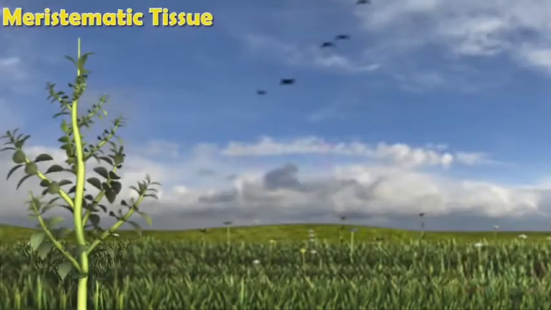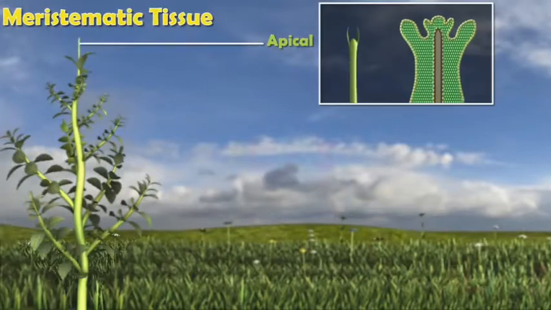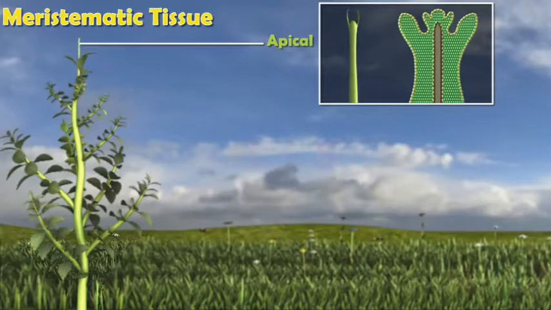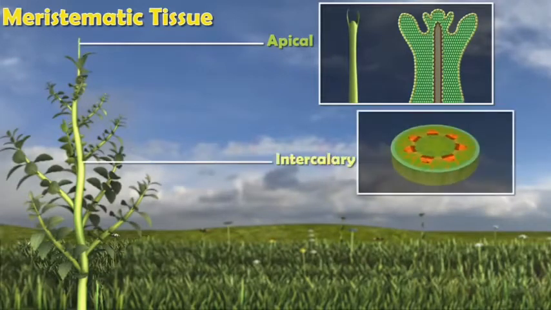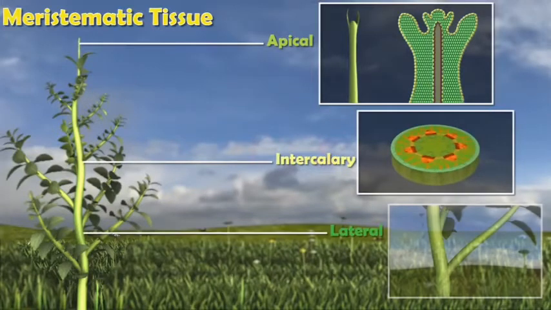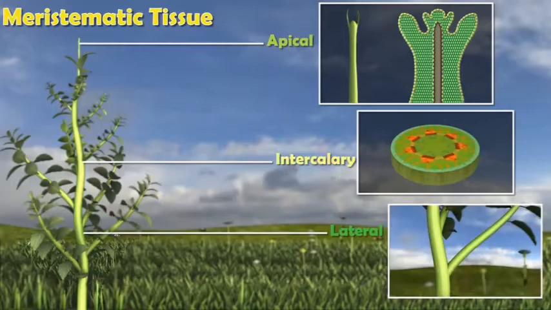According to their location, there are three types of meristems. Apical meristem is present at the root and shoot apex and is responsible for the plant height. Intercalary meristem is present at the base of leaves and nodes. Lateral meristem is present in the sides of the stem and increases the girth of the stem.